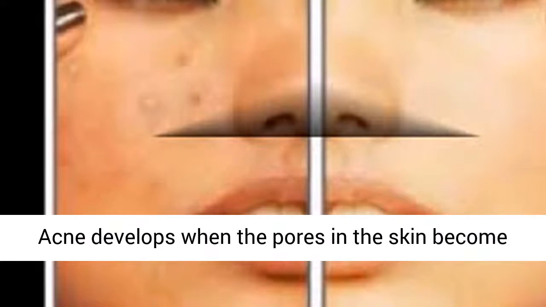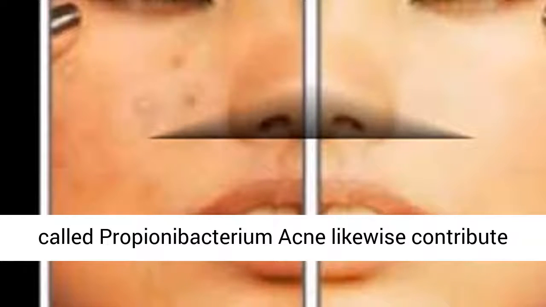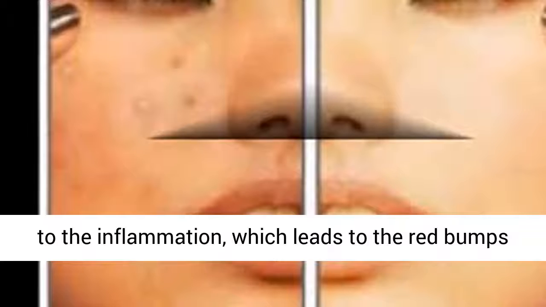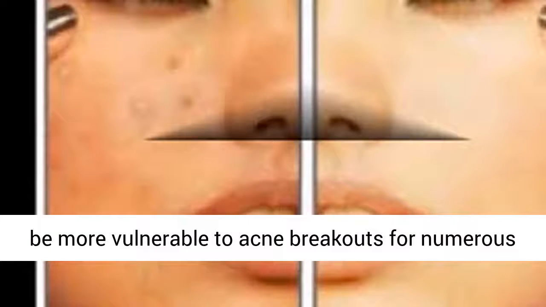Acne develops when the pores in the skin become obstructed with dead skin cells and oil. The outcome is whiteheads and blackheads. Bacteria called Propionibacterium acnes also contribute to the inflammation, which leads to the red bumps that identify acne. Specific areas of the face may be more vulnerable to acne breakouts for numerous reasons.